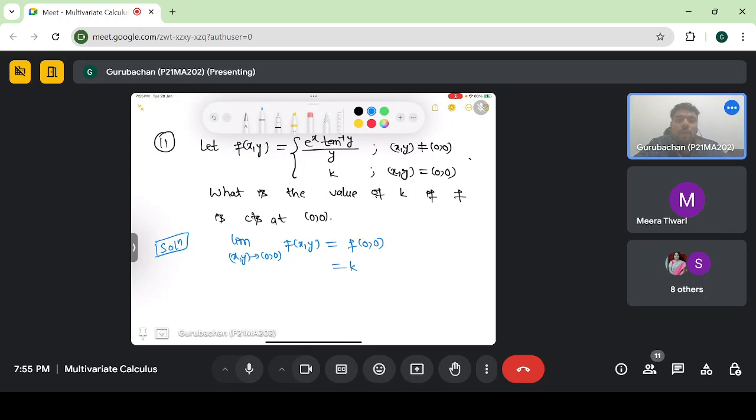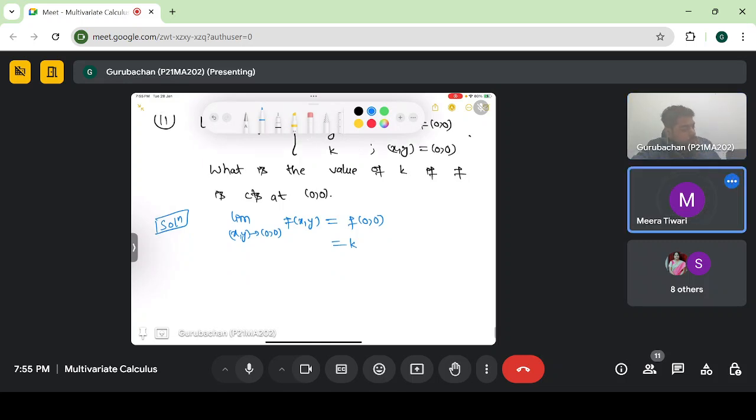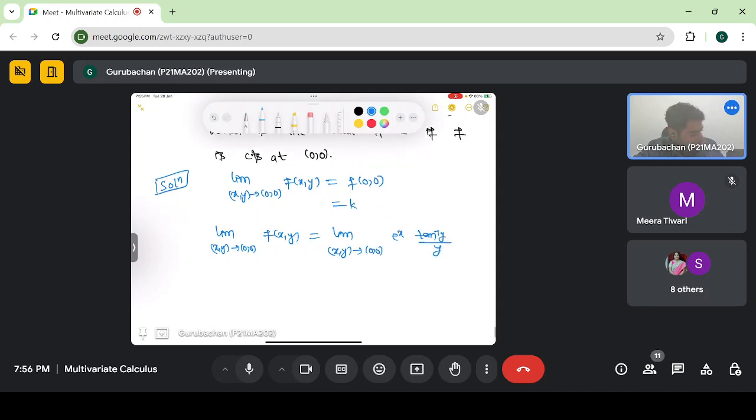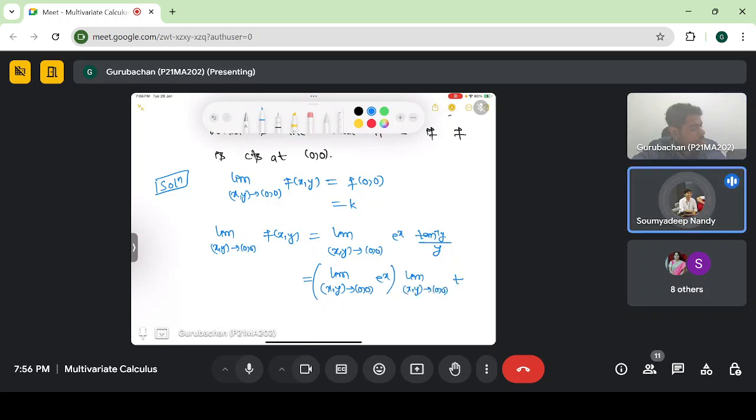So what is the rest of the part? We need to calculate the limiting value of this f(x,y). I hope I am clear. So what is the limiting value of this f(x,y) at (0,0)? The limit as (x,y) tends to (0,0) of e to the power x times tan inverse y by y, which is the limit as (x,y) tends to (0,0) of e to the power x.